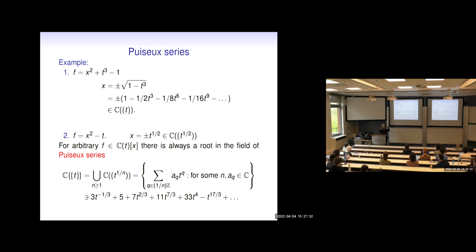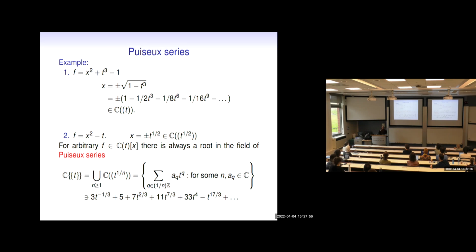If I have a Laurent series in t to the 1/3 and a Laurent series in t to the 1/17, then if I add them together, I can think of those as Laurent series in t to the 1 over 51, or whatever the correct arithmetic was. So we can add them, we can multiply them. Laurent series were already a field, so we can divide them.